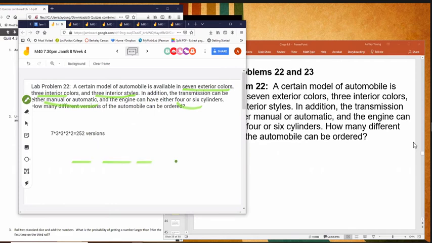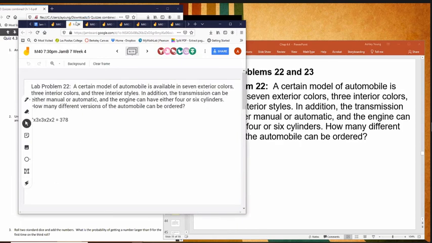And then how many options? So the first one, 7. The next one, 3. Next one, 3. Next one, 2. And 4, 6, that's 2. So that's what you're multiplying. 252 versions. That seems good. Let's look at the next one.